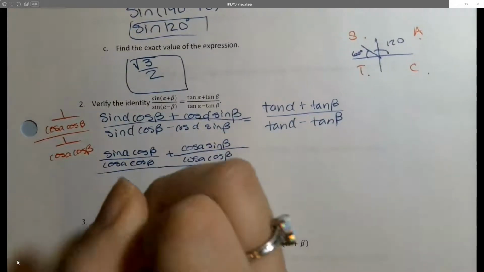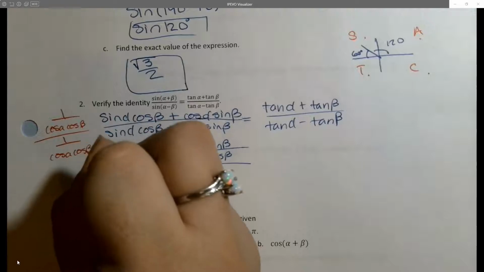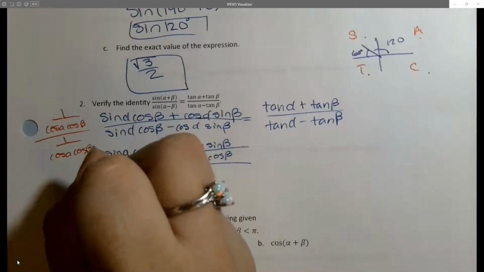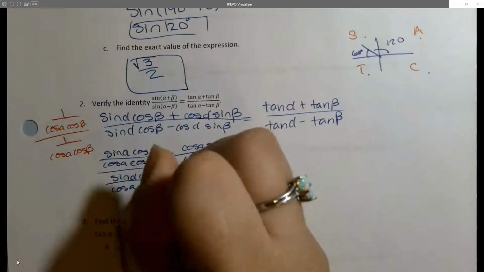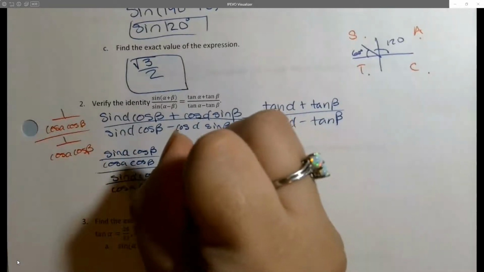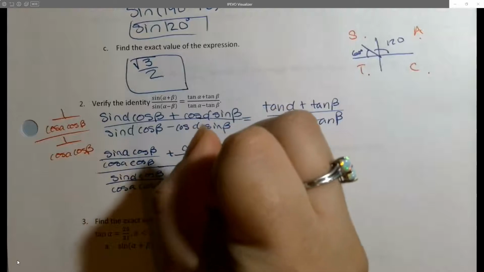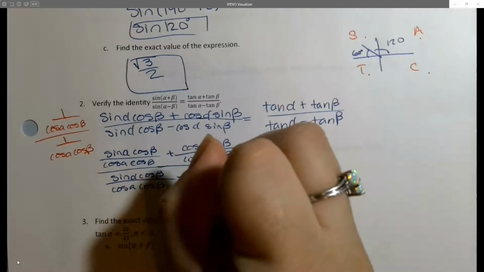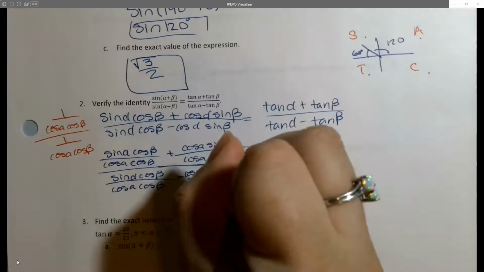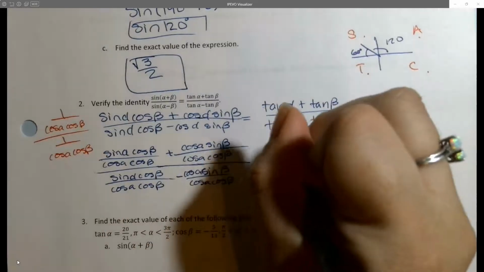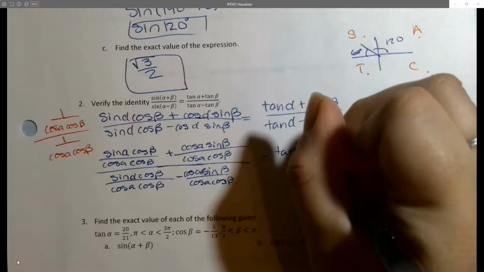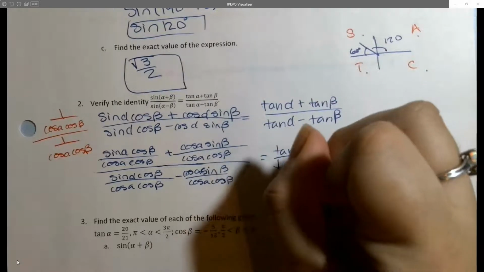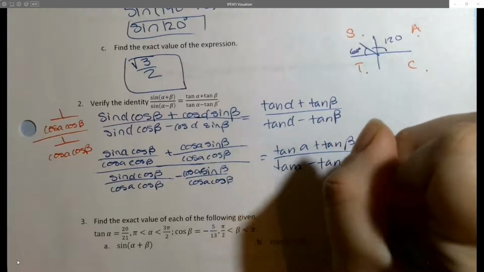Then on my bottom part of the fraction, I'm going to have sine of alpha cosine beta over cosine alpha cosine beta minus cosine alpha sine of beta over cosine alpha cosine beta. This still equals my original right side of the equation, so tangent alpha plus tangent beta over tangent alpha minus tangent beta.